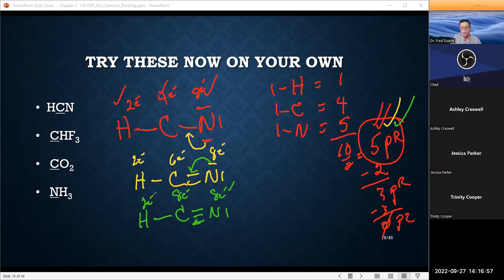So that is the formula. Let me redraw that. H, carbon, triple bond, nitrogen. Then I'm just adding a couple of dots there to show you that. Okay, I still got 5 pairs, so we're good to go.